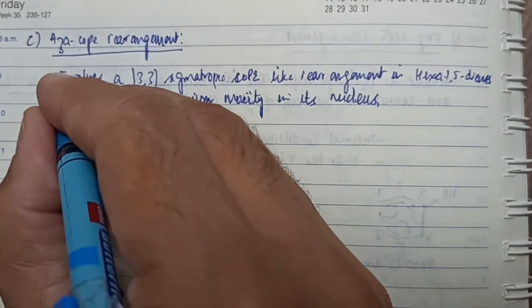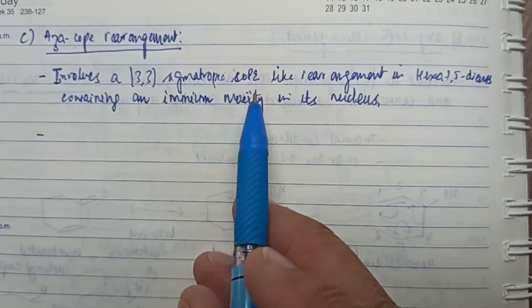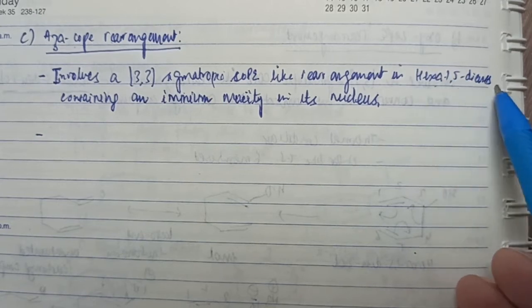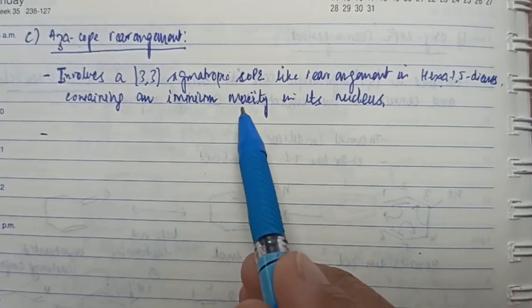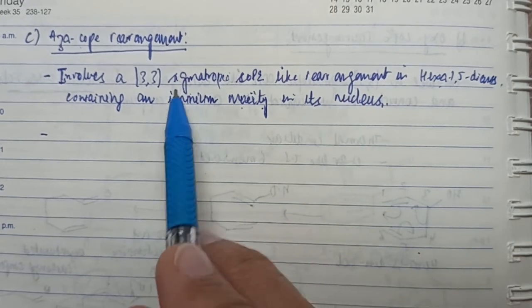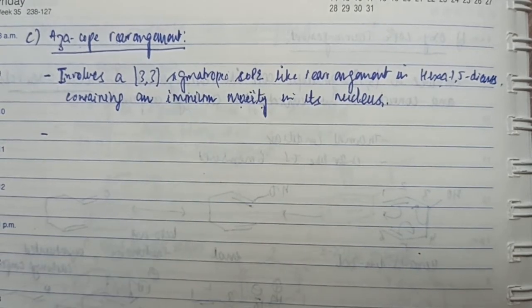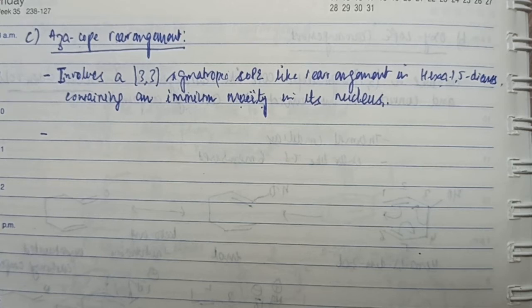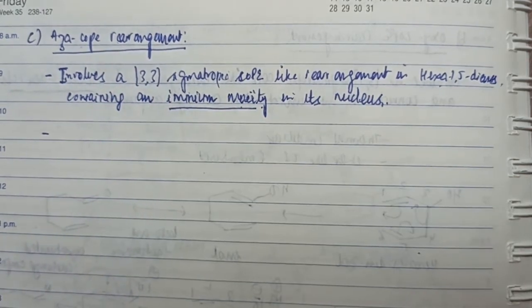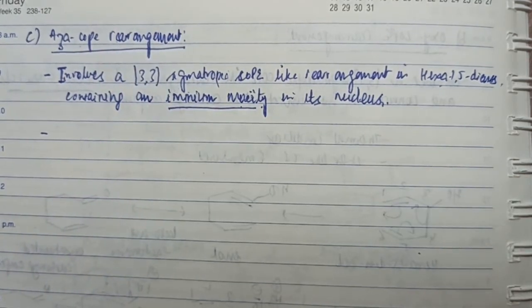Now the aza-cope rearrangement is exactly similar to the cope rearrangement. The difference is that this occurs in hexa-1,5-diene systems containing an iminium moiety in its nucleus. So it's similar to the cope rearrangement. It's a 3,3 sigmatropic shift. If it follows a concerted mechanism, the reaction is thermal in nature, with the suprafacial retention stereochemical mode. In fact, you need to have an iminium moiety in it for the reaction to be an aza-cope rearrangement.